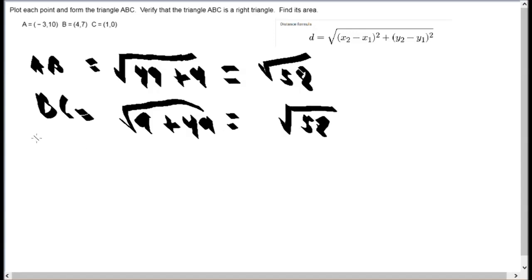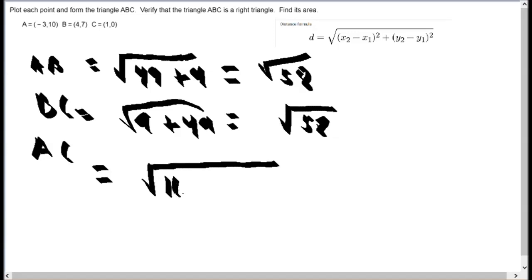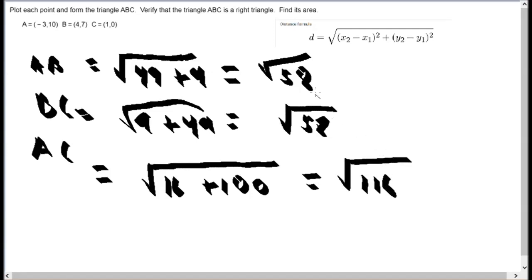And then finally, we'll look at A to C. Okay, let's see what that is equal to. It's going to be another square root here. And it'll be 1 minus 3, or 4. 4 squared is 16. And then 0 minus 10, which is negative 10 squared, is 100. So we'll do that, and we can do this to come out to be the square root of 116. And of course, of these 3 numbers, this one right here is the biggest, so it'll be the hypotenuse.